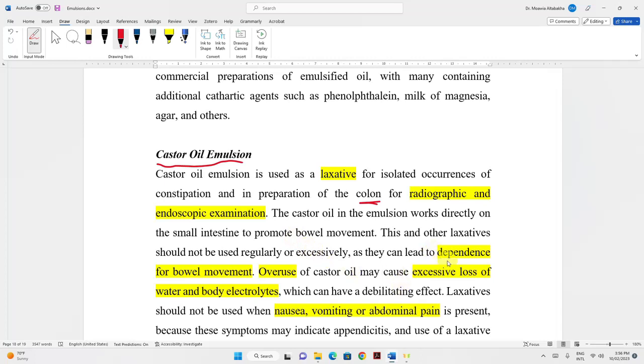You have to be careful, because using laxatives for longer duration of time will cause dependence for bowel movement. It will cause constipation in the future, and your bowel will not move unless you start taking castor oil as a laxative. And overuse can cause excessive loss of water and body electrolytes. Okay, that's why it's only used in isolated cases of constipation, or when you want to prepare the colon for radiographic and endoscopic examination.